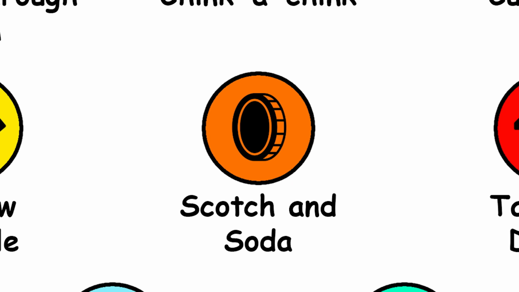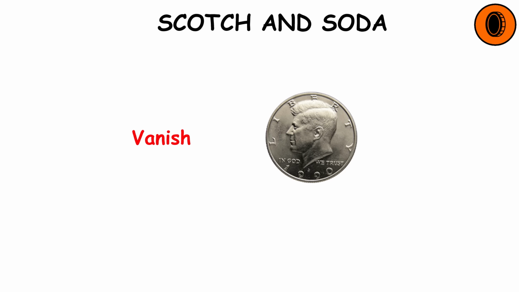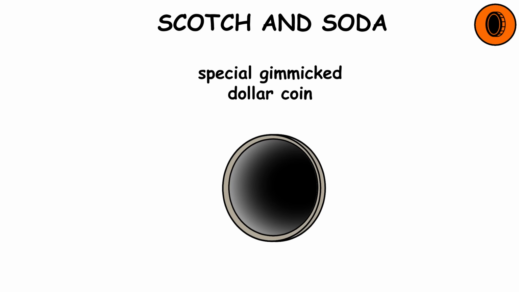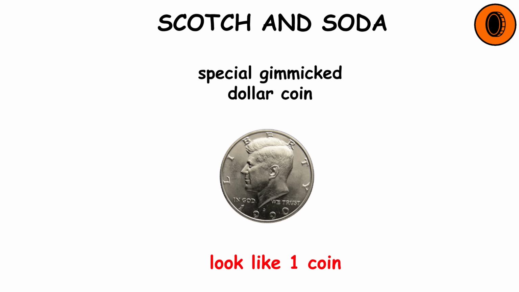Scotch and Soda. The magician shows a Mexican centavo and an American half-dollar, and he makes the latter vanish. This is achieved using a special gimmicked dollar coin that has only one face and a magnetic hollow spot on the other side, allowing the second coin to stick to it and look like one coin.